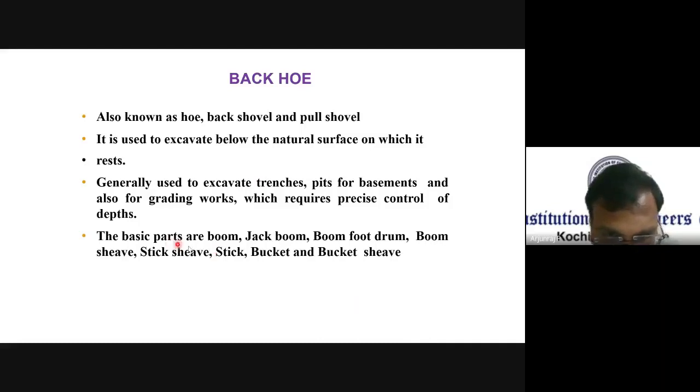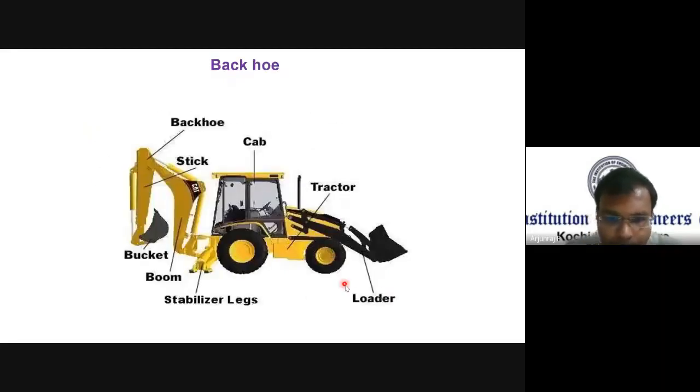And again, there are different parts. It includes a boom, jack boom, boom foot drum, boom sheave, stick, bucket, and a bucket sheave. And even this bucket is very much important for all the equipment you have seen, whether a power shovel or a drag line or a backhoe. So the selection of the bucket size and shape is also very much important depending upon the application, whether you want to go for a hard material or a soft material. Accordingly, you can select the bucket as well. And changing of the bucket is also possible.